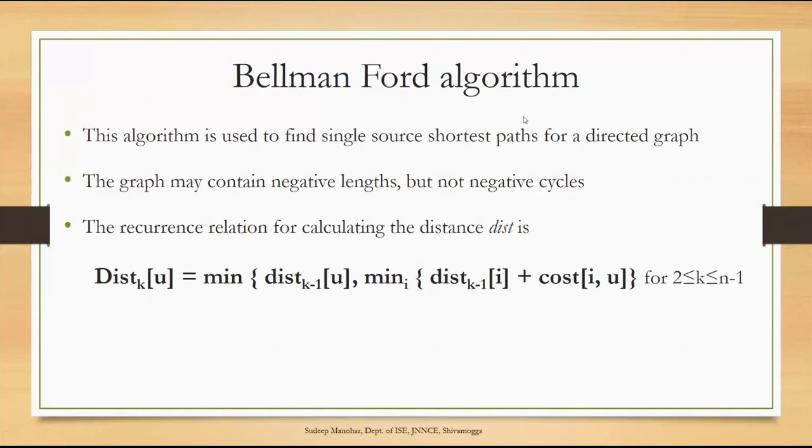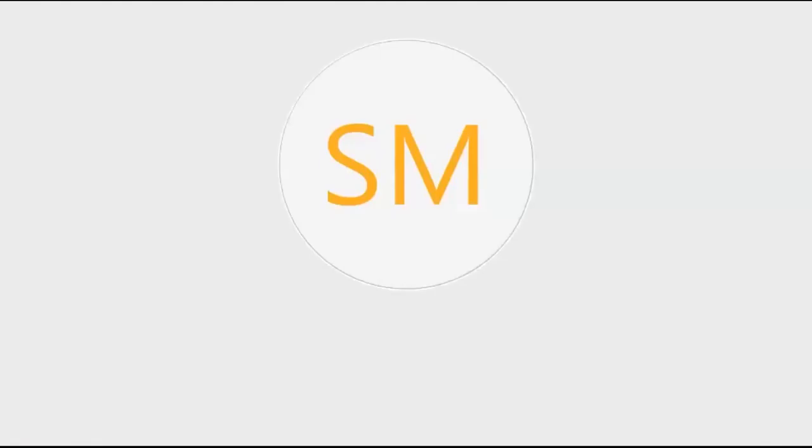I hope you remember the same thing that we learned in previous classes. We have seen an algorithm called Dijkstra's algorithm. In Dijkstra's algorithm, we have seen the single source shortest path algorithm. But Dijkstra's algorithm contains only positive edge weights, whereas in the Bellman-Ford algorithm, even the negative weights are also considered.